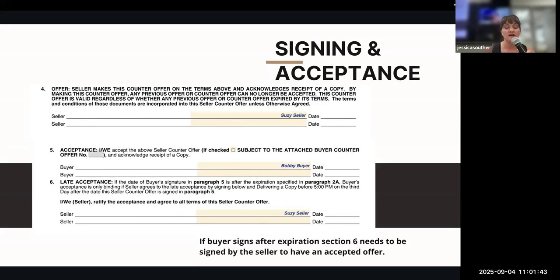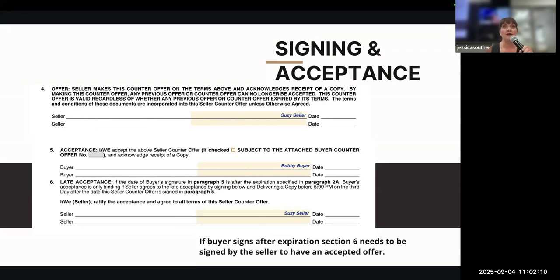So notice that it says, if the date of the buyer's signature in paragraph 5 is after the expiration specified in paragraph 2A, that was the slide before, buyer's acceptance is only binding if seller agrees to the late acceptance by signing below. Okay, so if the buyer gets it back to you signed after the expiration, you do not have a binding contract because it had expired.